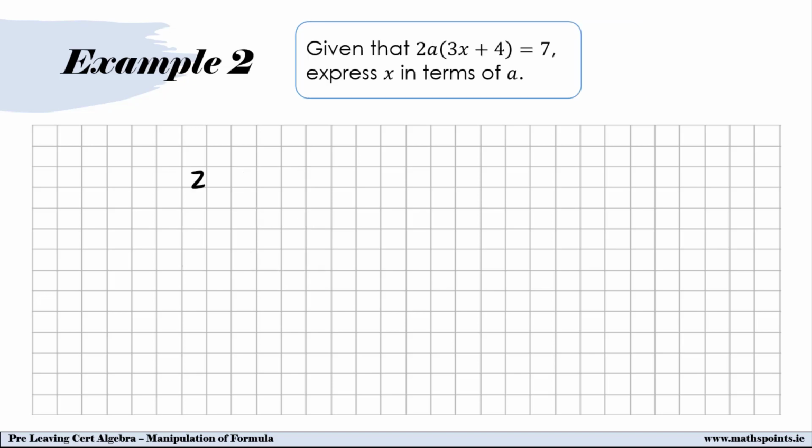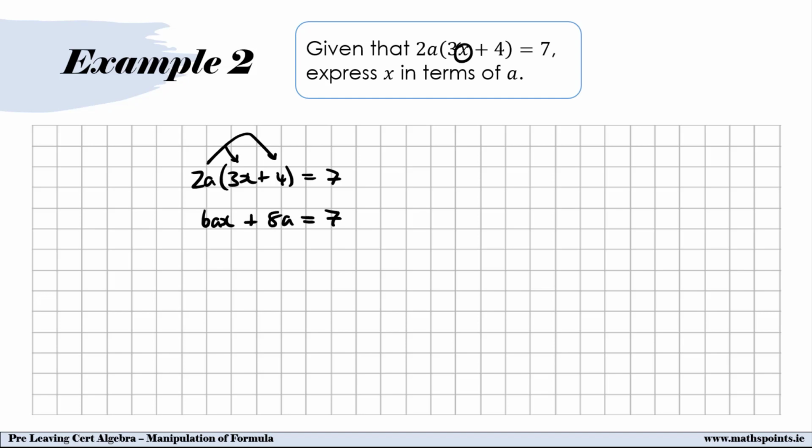So writing down question 2, we have 2a(3x plus 4) equals 7, and we're asked to express x in terms of a. So we're trying to get x here by itself, so to make x the subject of the formula. It's within a bracket, and so the very first thing we want to do is get rid of the brackets through multiplication. So we're going to do 2a times 3x is 6ax, and then 2a times 4 is 8a, and then this is going to be equal to 7.